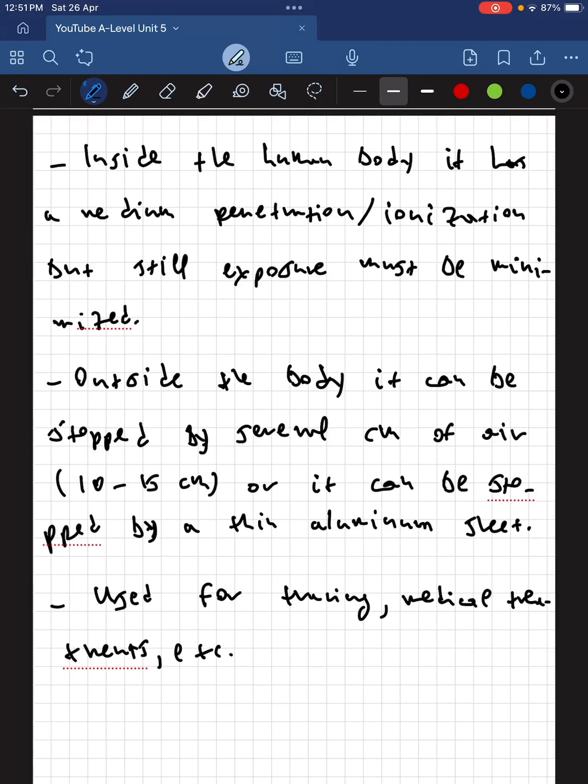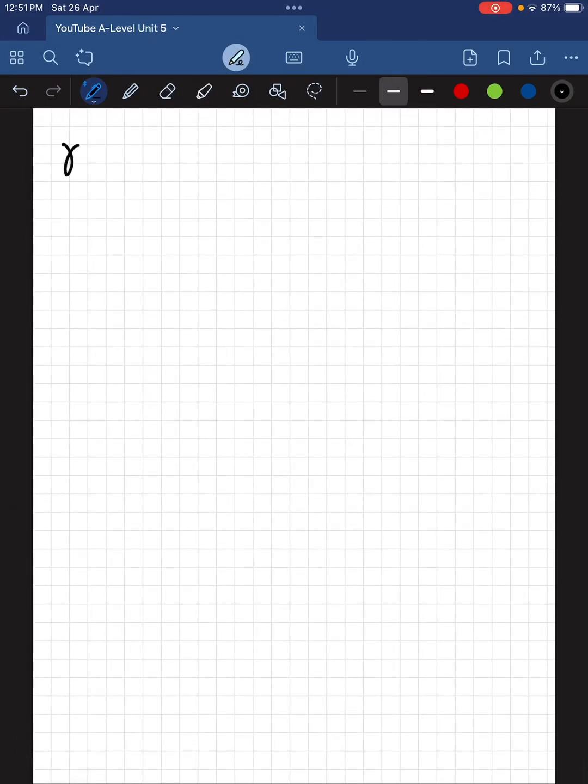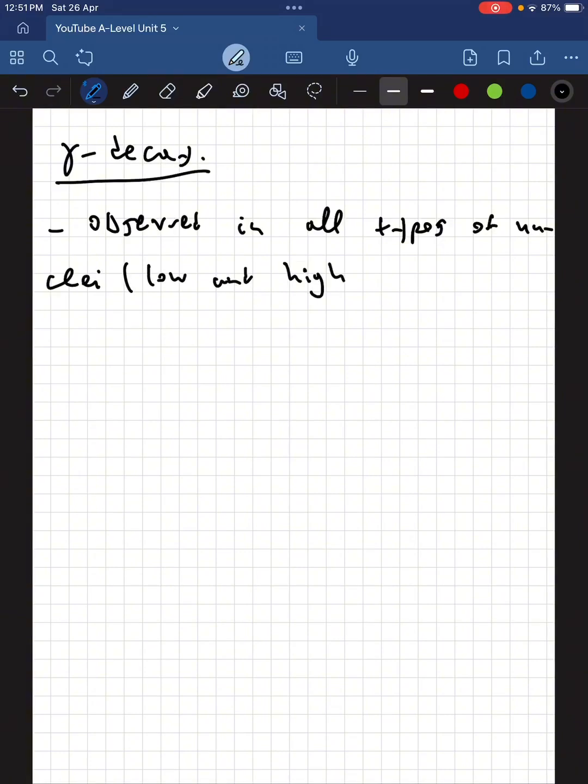Let's now talk about gamma decay. Okay, so gamma decay. It can be observed in all nuclei, in all types of nuclei. It's better to say that. I mean, low and high mass number, okay? But it can only be observed under certain circumstances.